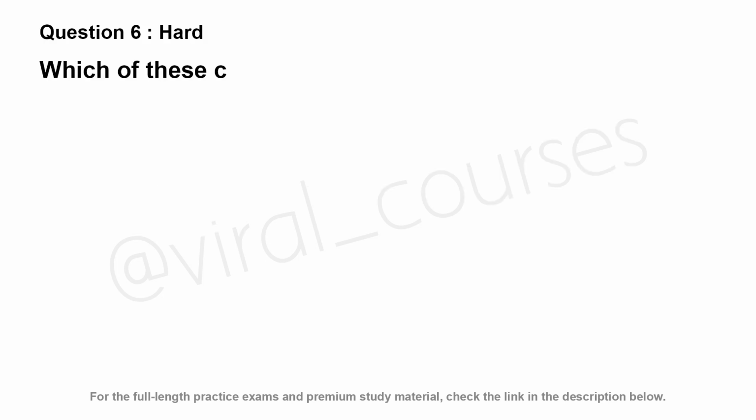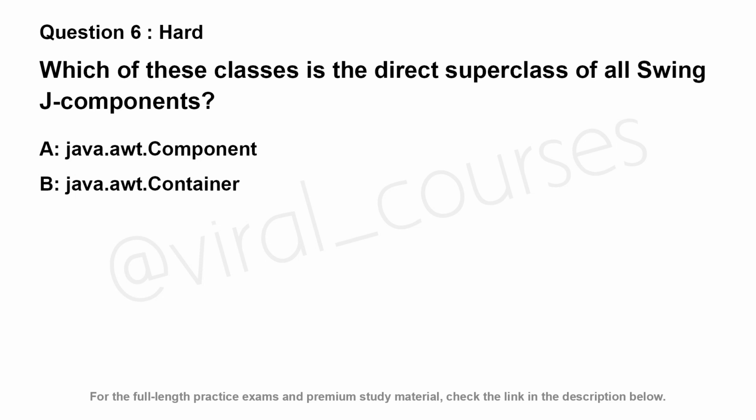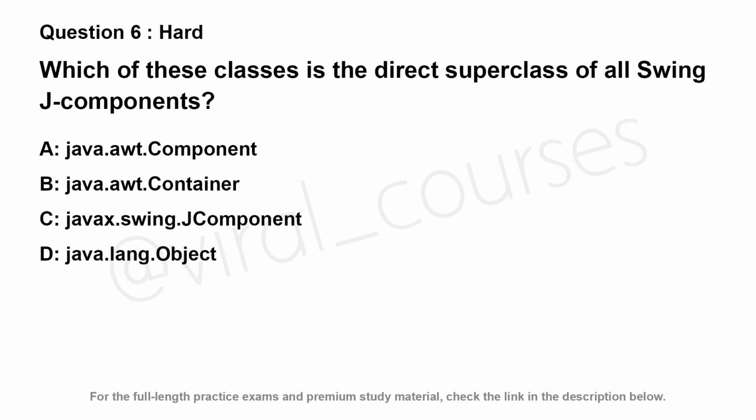Which of these classes is the direct superclass of all Swing JComponents? Option A, java.awt.Component. Option B, java.awt.Container. Option C, javax.swing.JComponent. Option D, java.lang.Object.